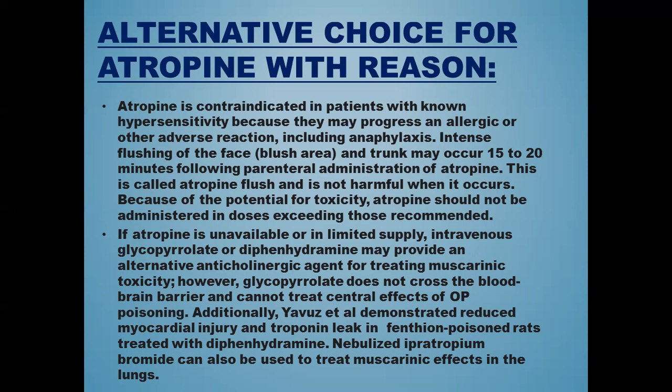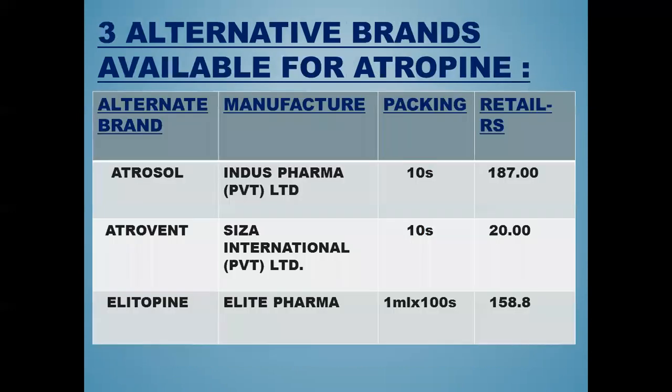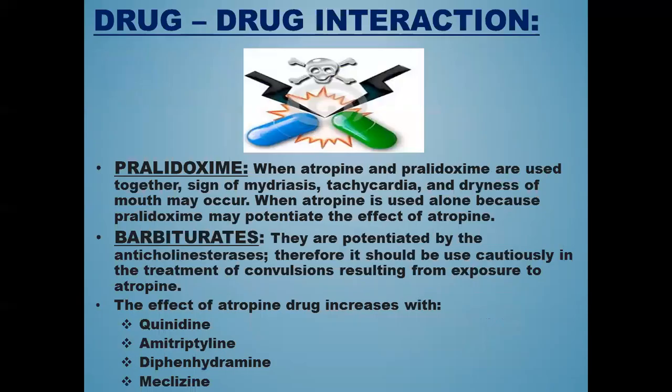If atropine is unavailable, intravenous glycopyrrolate or diphenhydramine may be provided as an alternative anticholinergic agent for treating muscarinic toxicity. However, glycopyrrolate does not cross the blood-brain barrier and cannot treat CNS issues. Now we move towards the three alternative brands available for atropine. The names are Atrosol, Atrovine, and Alitropine.